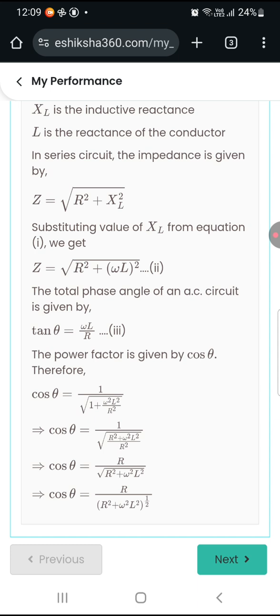Cos theta equals 1 by under root of (R square plus W square L square) by R square. Cos theta equals R by under root of R square plus W square L square.